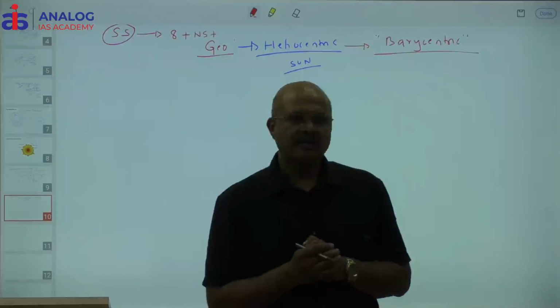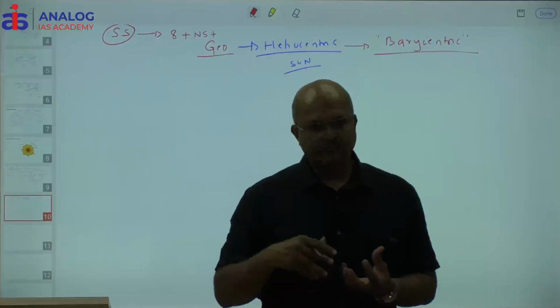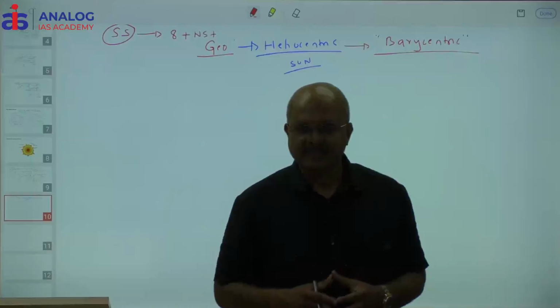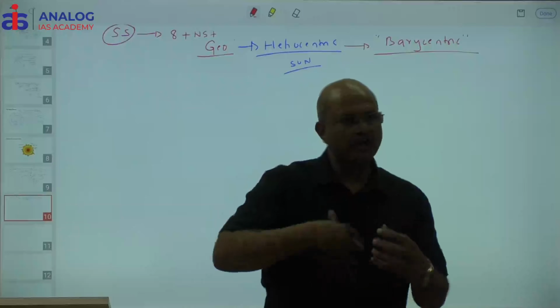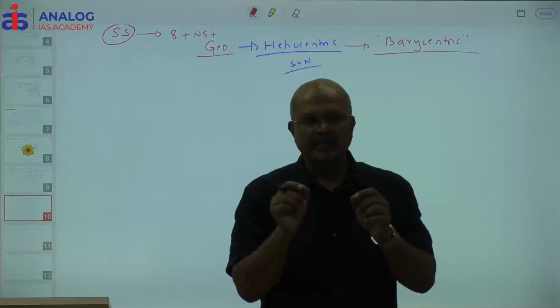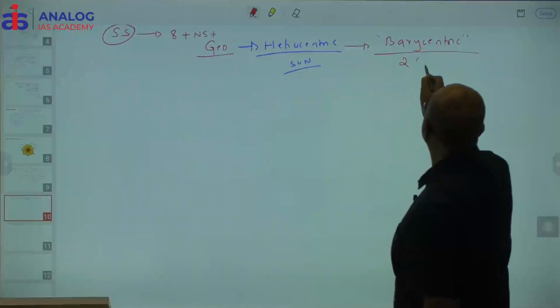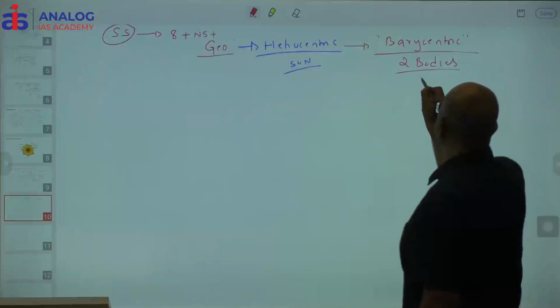Now, barycenters. Two bodies always revolve around their common center. Two bodies always rotate or revolve around each other along their center of mass.